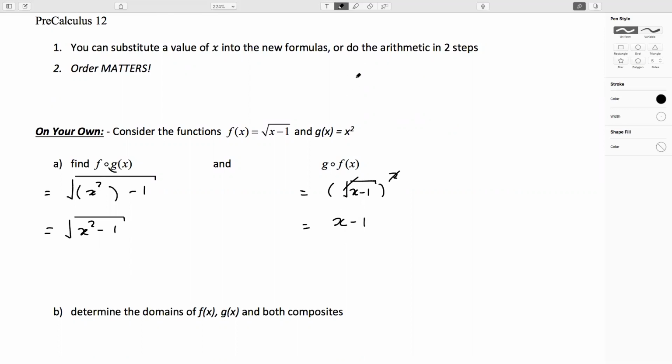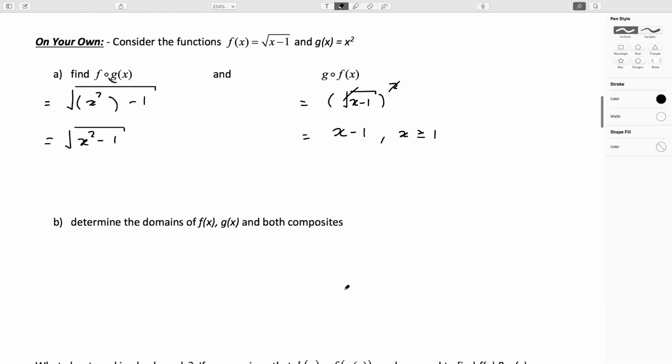Technically, we should be really careful because we had a square root here. We can't forget that it was there. So we need our restriction that x must be greater than or equal to 1. Otherwise, technically, this equation does not equal the line above. So now determine the domains of f of x and g of x and both composites. So maybe we'll split this up into 2, or maybe we'll just do it line by line.